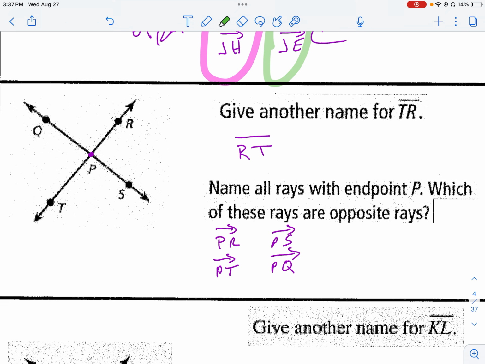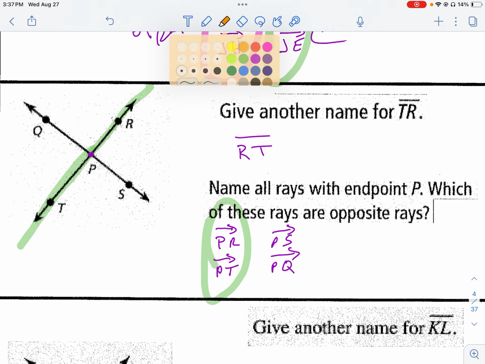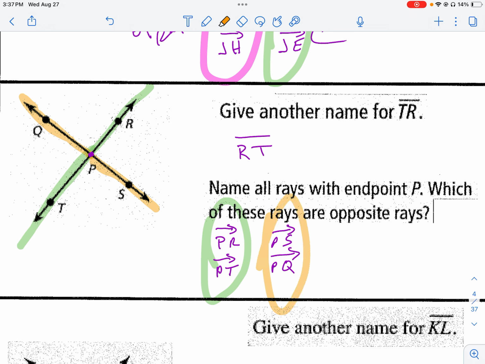Our opposite rays, we start with PR. Well, we need the other side of that line, PT. Then we go to PS right here, need the other side, PQ. Same endpoint, form a line, opposite rays.